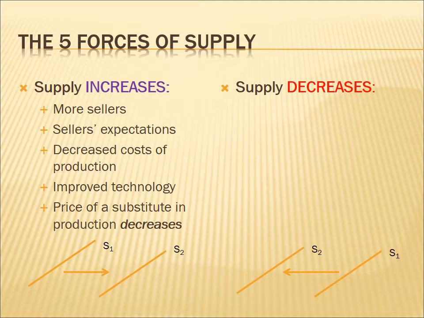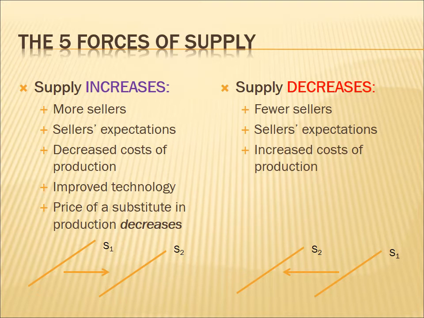What will decrease the supply of a product? Again, the same list in reverse. Fewer sellers. Some of the companies go out of business. Okay. Sellers' expectations. People get negative in their thinking about the future, and they start cutting back. They start hunkering down, saying, "Whoa, things don't look good. Let's just kind of hunker down and wait out the storm."